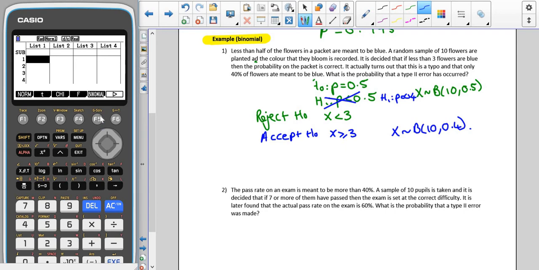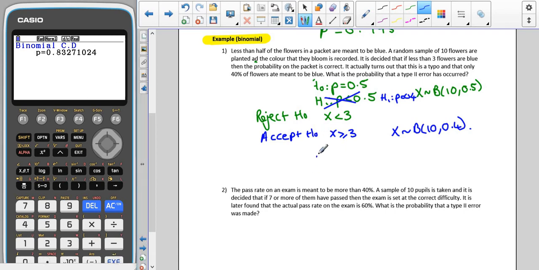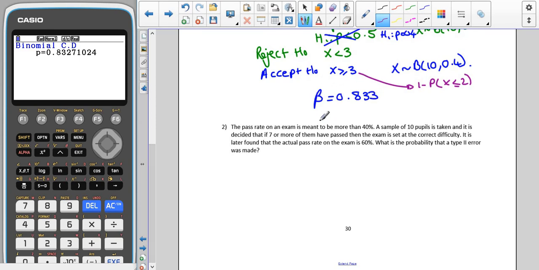So in our calculator, we're going to go to dist binomial BCD. Our lower is 3, our upper is 10. The number of trials we have is 10, and the probability is 0.4. And that gives us a beta of 0.833. Notice here that if you have the older version of the calculator, instead we are going to have to do 1 minus the probability of X being less than or equal to 2, where your X would be 2, your number of trials would be 10, and your probability would be 0.4. And that should give you the same value for beta.